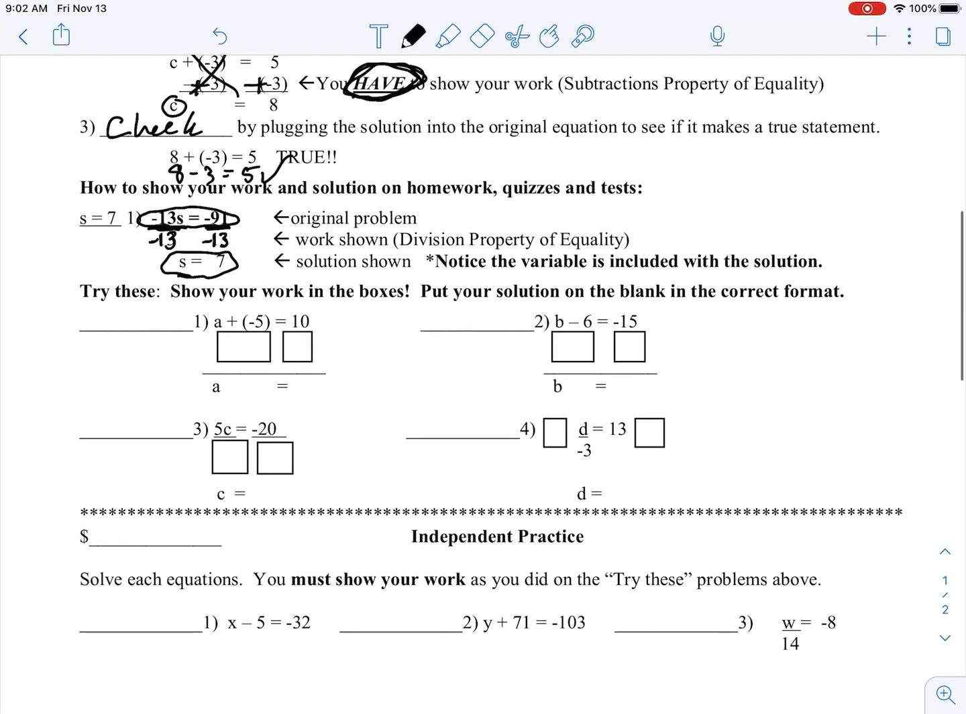So we're going to go through these first 4 before you start your independent practice. So we must show the work in the boxes, and then we're going to put our solution up in the blank here. So let's start with this.